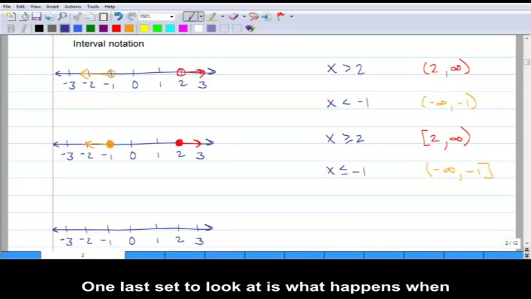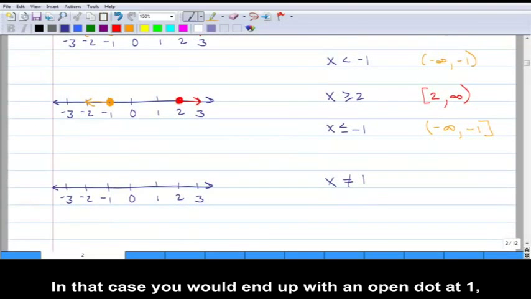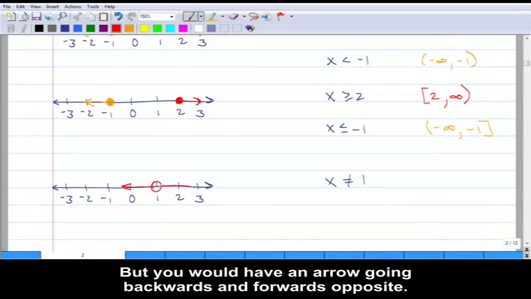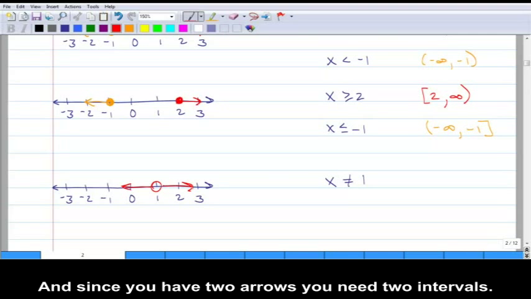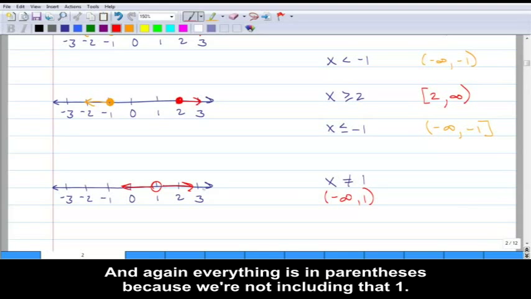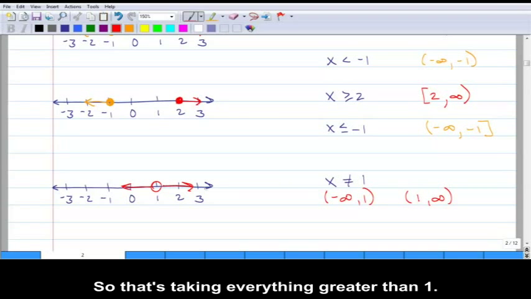One last set to look at is what happens when you have x is not equal to, for instance, 1. In that case, you would end up with an open dot at 1 because you're not including it, but you would have an arrow going backwards and forwards off of it. And since you have two arrows, you need two intervals. Your first interval is going to be from -infinity to 1, and again, everything is in parentheses because we're not including that 1. And then your second interval is from 1 to infinity, so that's taking everything greater than 1.